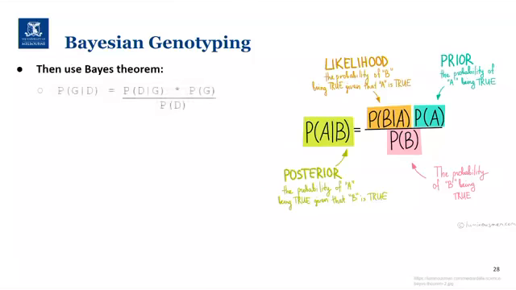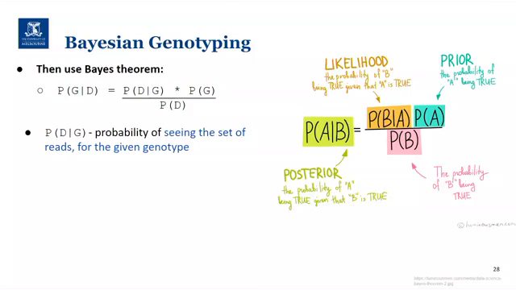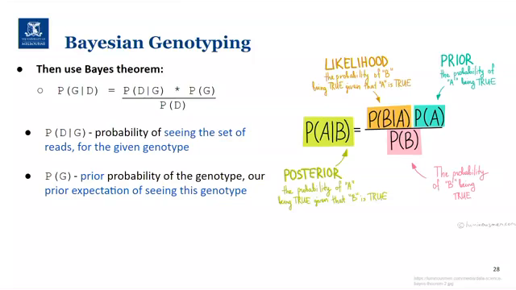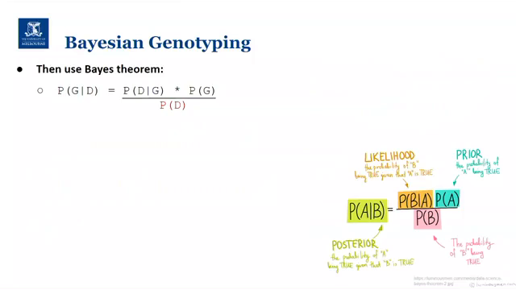So going back then to calculating probabilities of different genotypes, what we need to do is calculate three things. We want to ask the question, what's the probability of the genotype given our sequence data? We need to calculate the probability of the data given a specific genotype, which is the probability of seeing a set of reads for a given genotype. PG, which is the prior probability of the genotype. So our prior expectations of seeing that specific genotype, either homozygous or heterozygous, and then the probability of seeing a particular set of reads. And with that, we can calculate this for each of the genotypes and choose the most likely one. So let's start with PD.